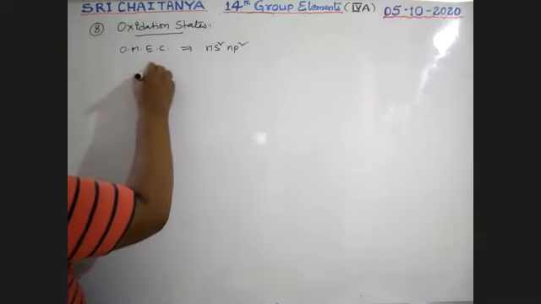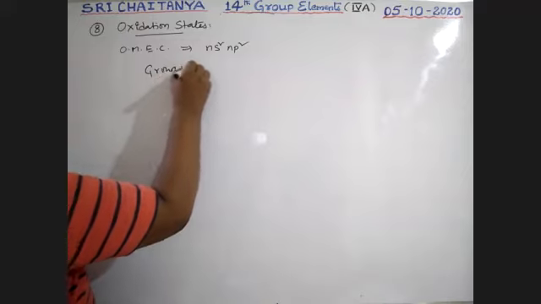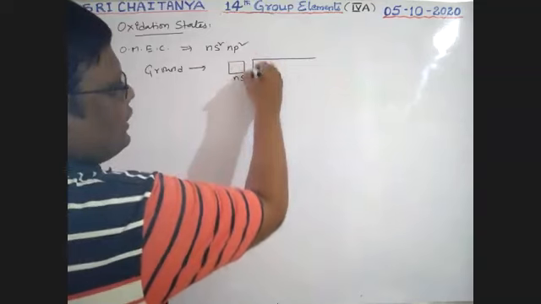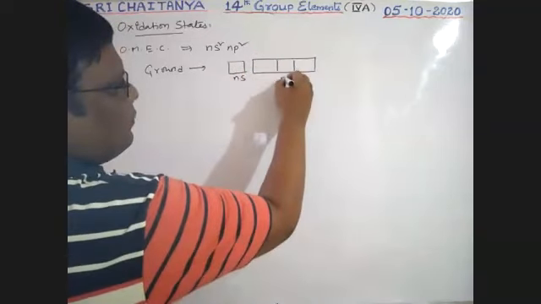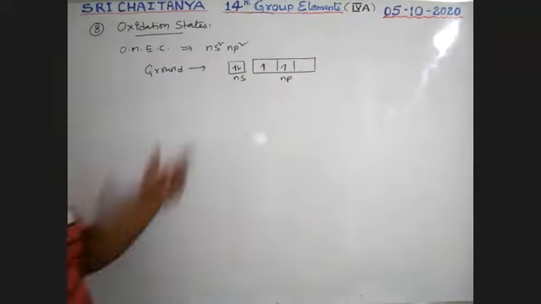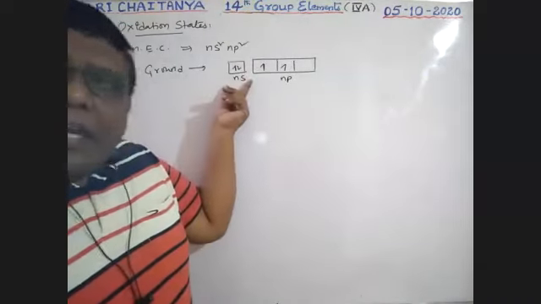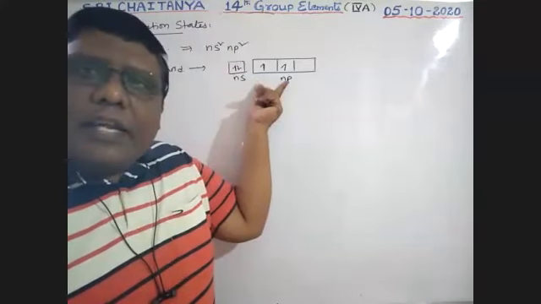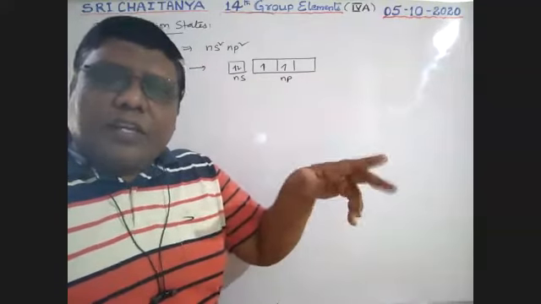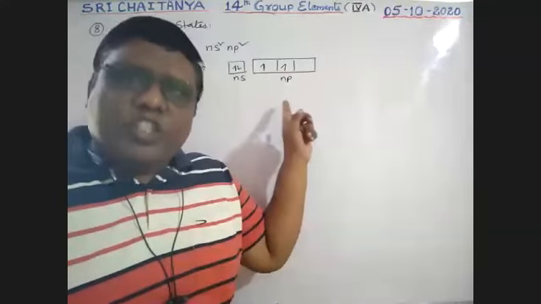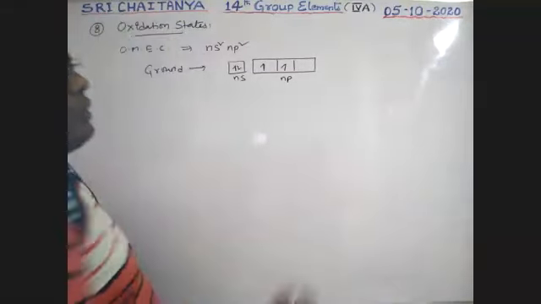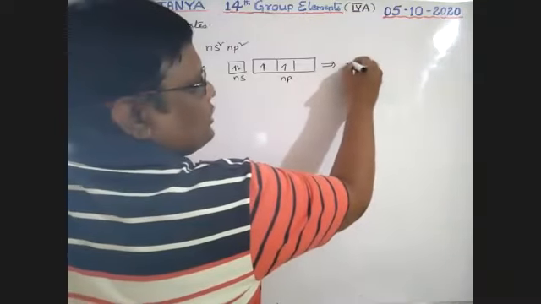So that is in ground state, with the ns orbital and the np orbital. In ground state, a pair of s electrons and two unpaired electrons are present. These two unpaired electrons are involved in bond formation. That is why the possible oxidation state in ground state is only +2.